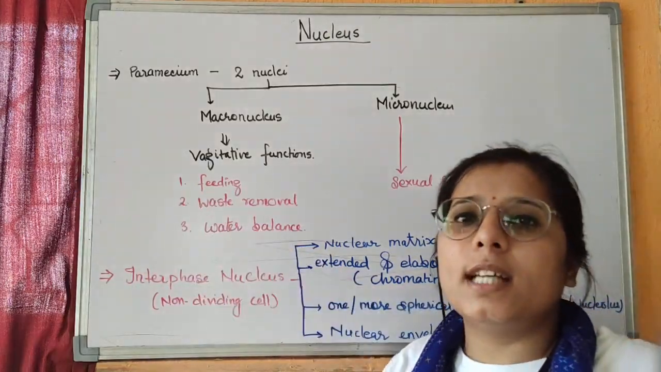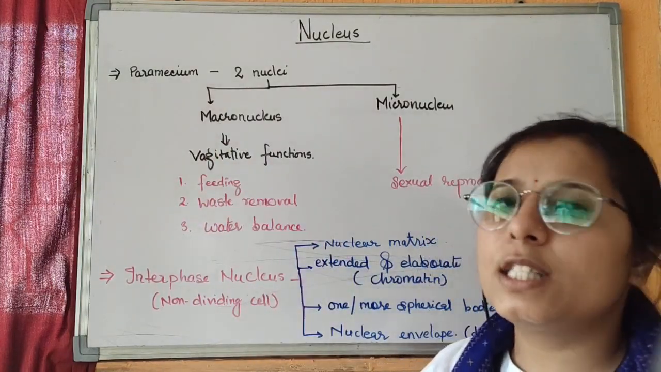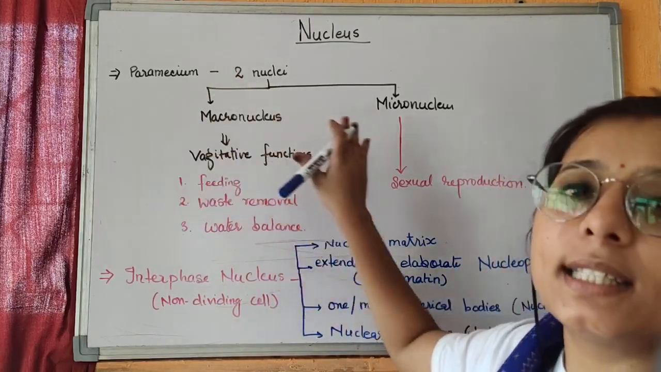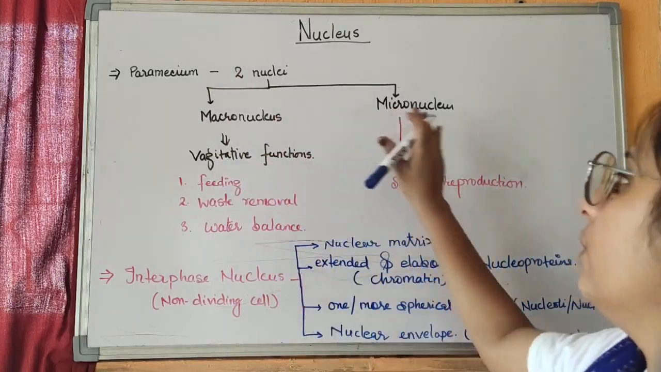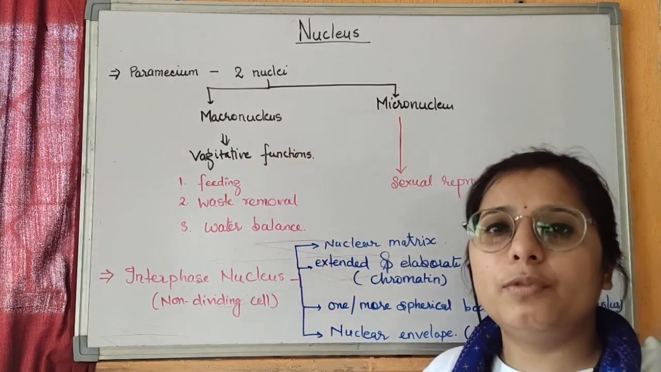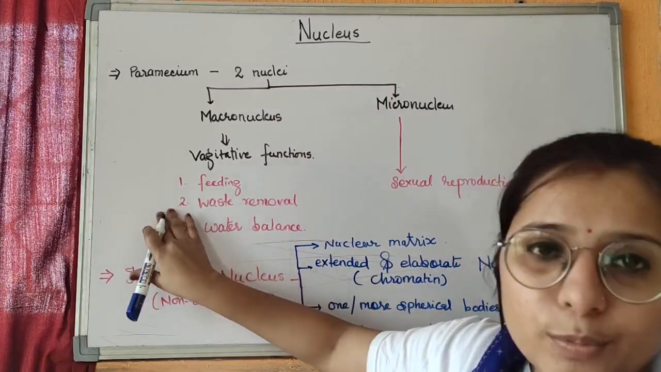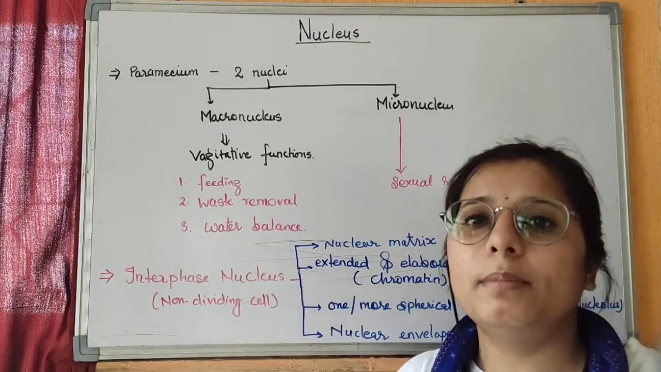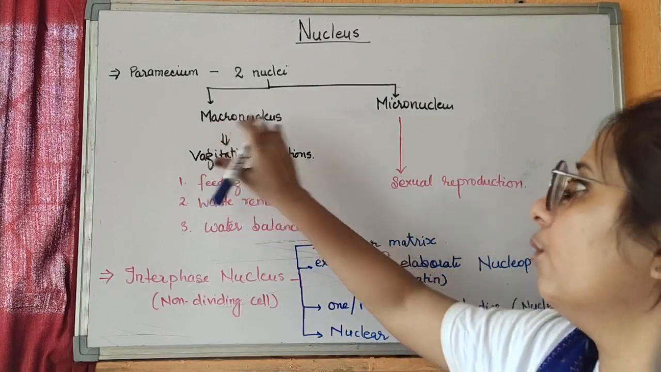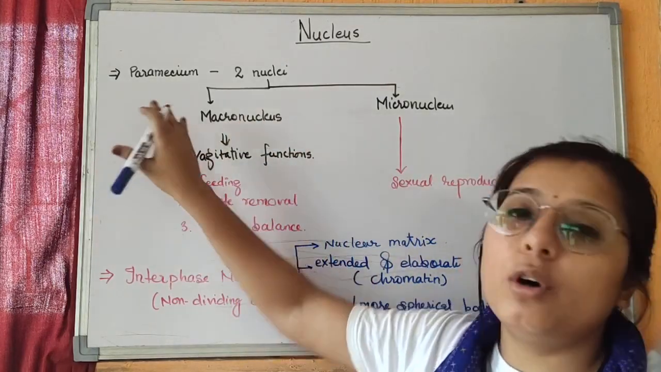One more special example of a nucleus is Paramecium. Paramecium is a very special organism, and it has two nuclei. The first is the macronucleus and the second is the micronucleus. The micronucleus is involved in sexual reproduction, while the macronucleus is involved in different vegetative functioning: the first is feeding, the second is waste removal, and the third is water balancing in Paramecium. Thus, the two nuclei of a Paramecium, macro and micro, have different and diverse functioning in the same organism.